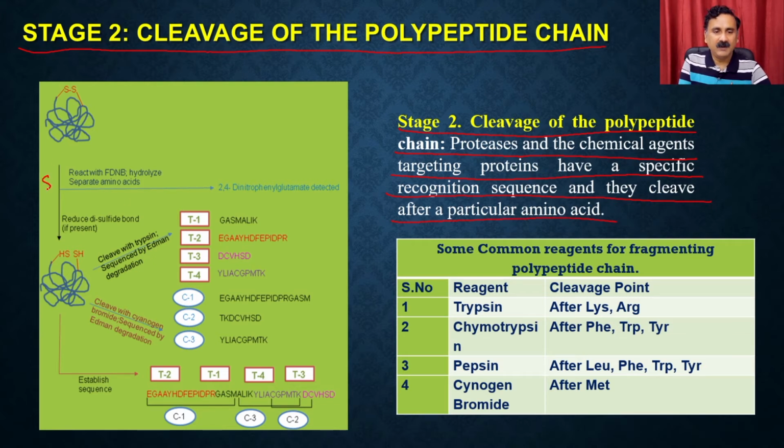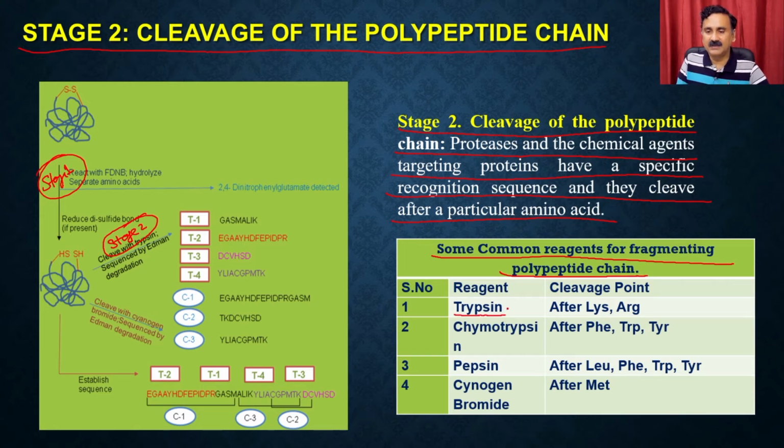So stage 1 is over, where you have destroyed the disulfide linkages by the two approaches we have just discussed, and now in stage 2 you are going to cleave the protein with enzymatic or chemical methods. Some of the common reagents you use for fragmenting the polypeptide chain: you can use enzymes.